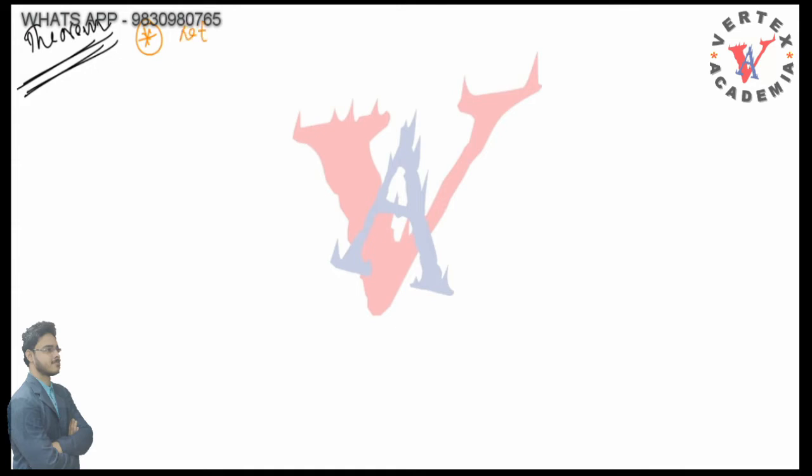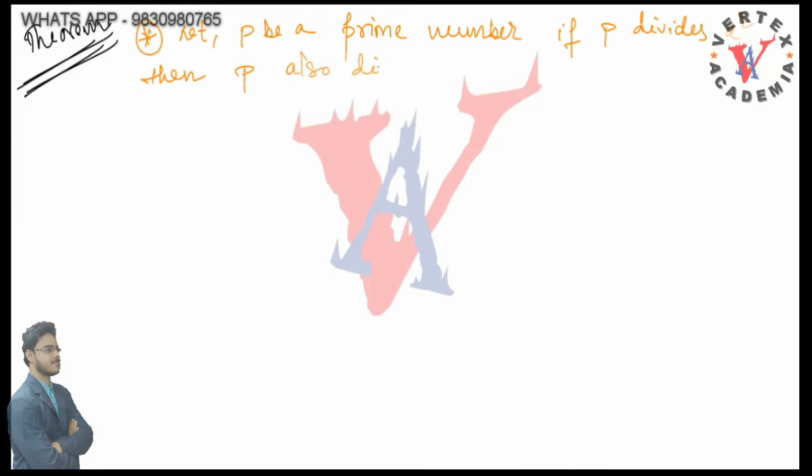Now let p be a prime number. If p divides a square, then p also divides a.